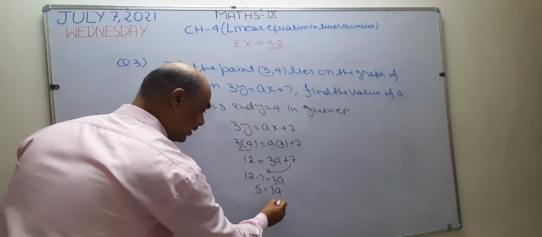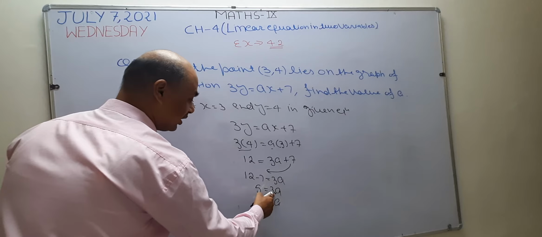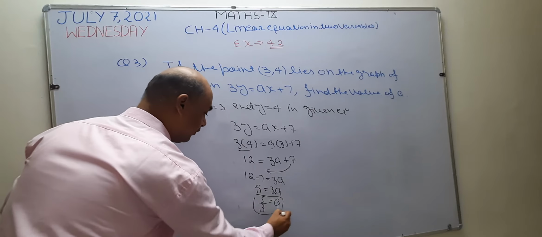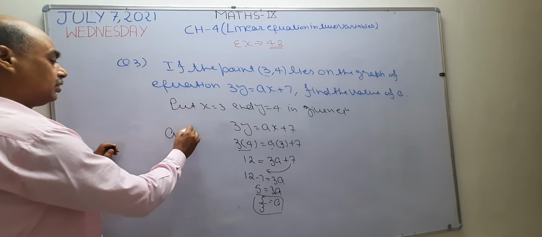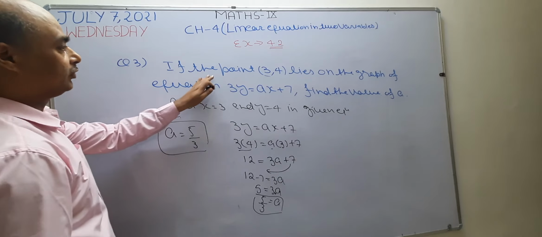The value of a become, this is going to multiply with a. It means when I take this number from right to left, this is going to divide 5. So value of a become 5 by 3. So answer is, the value of a become 5 by 3. This is the required answer of the given question.